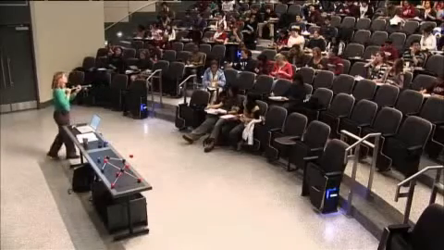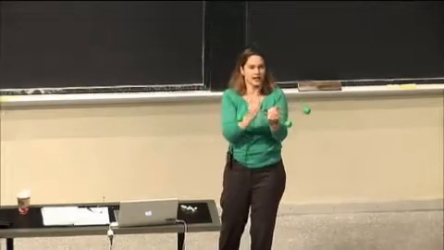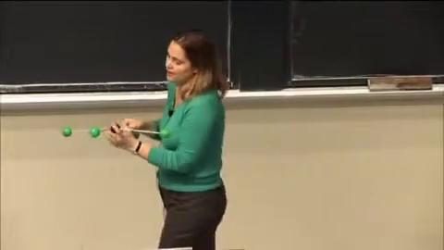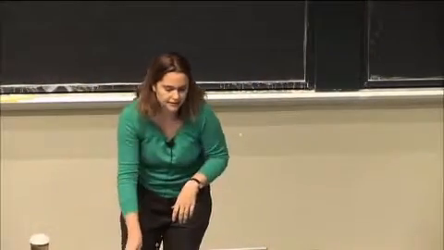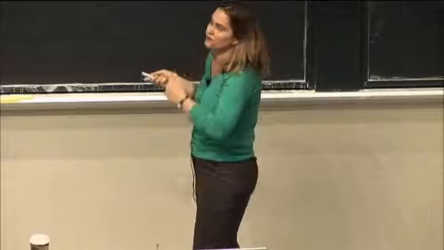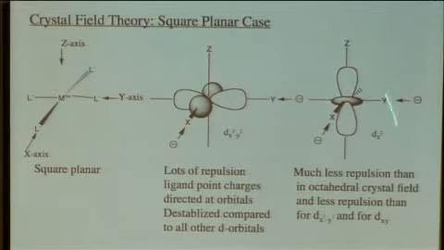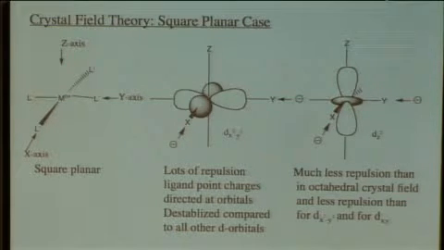So these two now are going to be the most destabilized, with dx squared minus y squared being a lot more destabilized than just the xy, because again, those d orbitals are on axis and these ligands are on axis. So let's take a look at all of these again. In the octahedral case, these were degenerate. That's no longer true, because there are no ligands along the z-axis anymore. So we took those off, and going from the octahedral to the square planar, you have much less repulsion. But with the dx squared minus y squared, you still have a lot of repulsion.